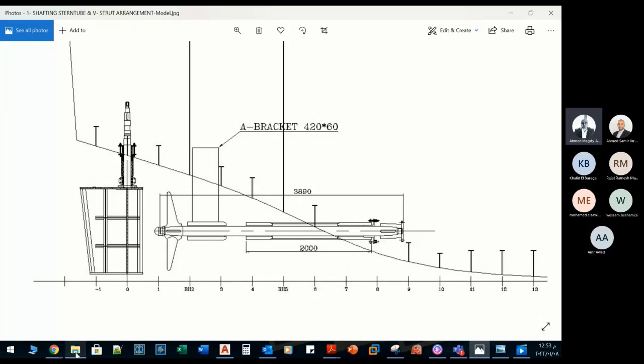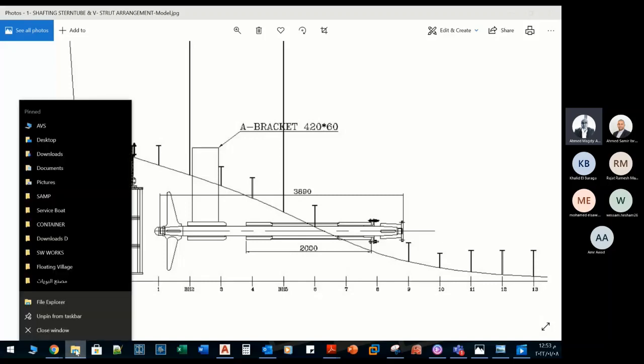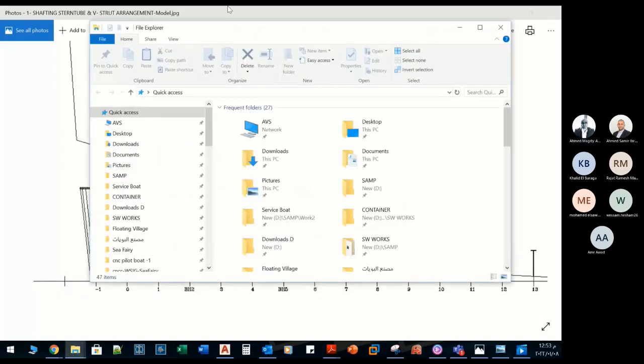As I said, it has to be studied in terms of structure and how the component will be, and run a simulation for the flow. Yes.